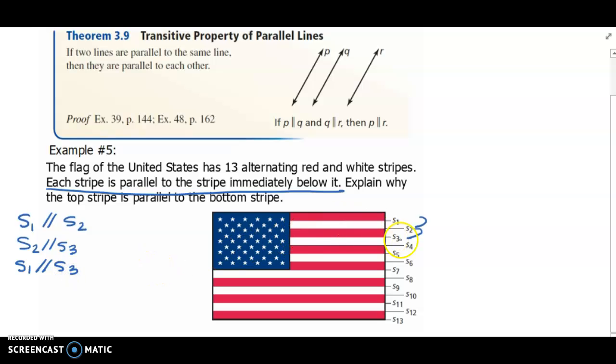Well, then I can say stripe 3 has to be parallel to 4. So therefore, stripe 1 has to be parallel to stripe 4, and so on and so forth till I get to stripe 1 is parallel to stripe 13. Just keep going down the lines.